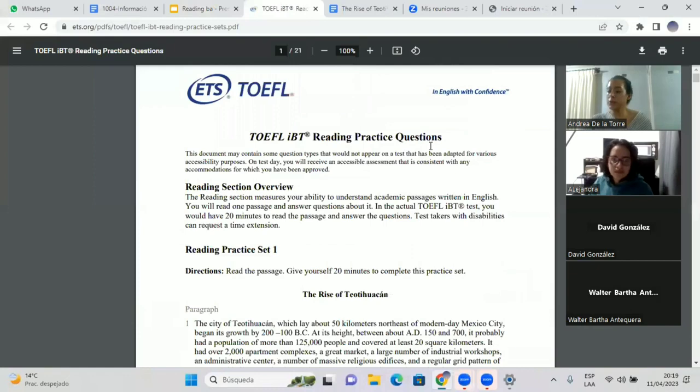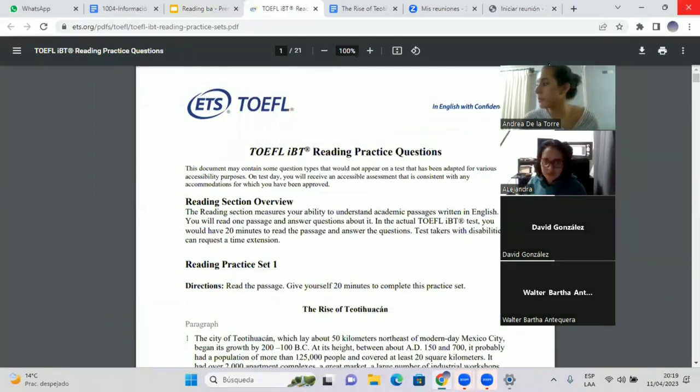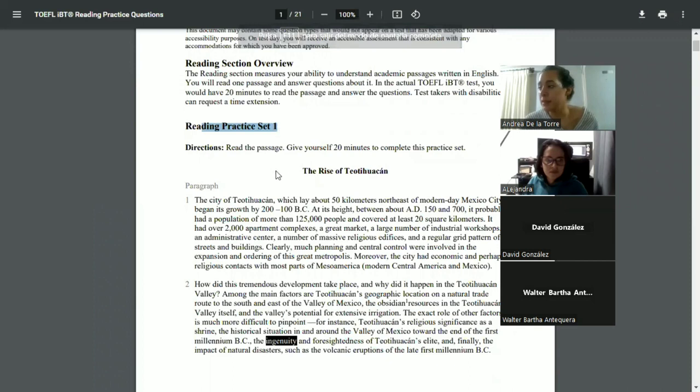What we're gonna do is we're gonna be practicing using this material, official from the ETS. We're gonna be answering the first practice set, which is about the rise of Teotihuacan. Okay?